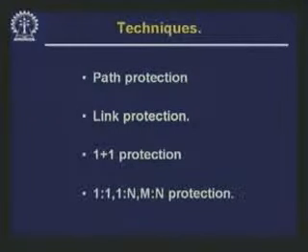Now, for techniques of protection, we could protect a path, which is called path protection. We could protect a link, that is called link protection. There are various schemes of protection like 1+1 protection, 1:1 protection, 1:n protection, m:n protection. This all depends on what kind of redundancy we have built into the network. So, we will look at some of these techniques one by one.